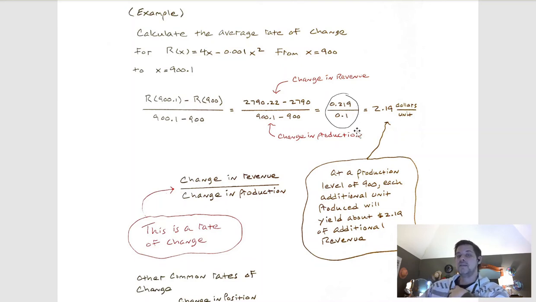Now, that has units, doesn't it? There are measurements that go along with this. How were we measuring the revenue? Well, I said dollars, when I explained how I was thinking about this. And how do we measure production? Well, we say units. We say we produce so many units. So the units of measurement that go along with this are dollars per unit.